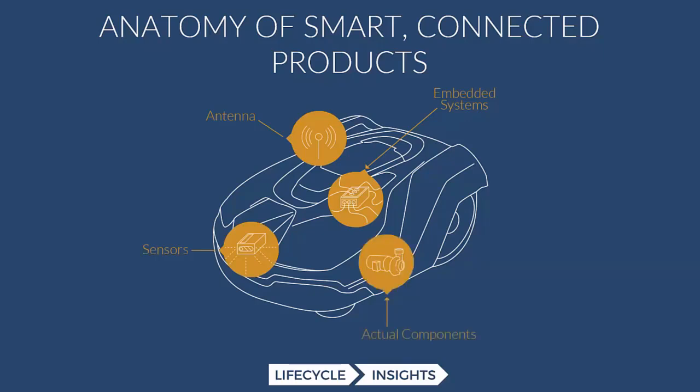Next up, you have actuated components. So these are the pumps, the hydraulics, the electrical motors. These are how the smart connected product exhibits some control over its environment and its own operation. And then you have traditional mechanical components that are used for the rest of the product.